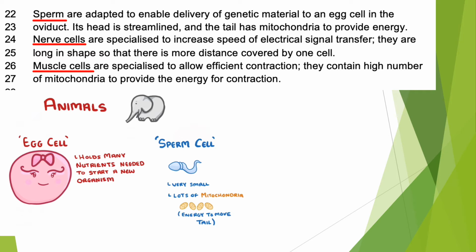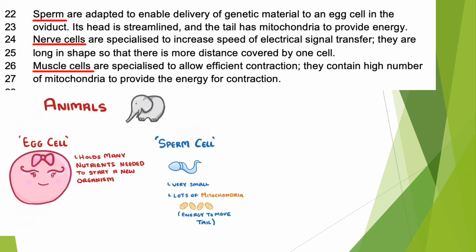Lines 22 and 23 say sperm are adapted to enable delivery of genetic material to an egg cell in the oviduct. Its head is streamlined and the tail has mitochondria to provide energy. All right. So, I mean, it makes sense here. Sperm cells have genetic material. Egg cells have genetic material, both from dad and mom. And when they meet, then they will basically combine their genetic material and produce a zygote, right? And it will form into an embryo.